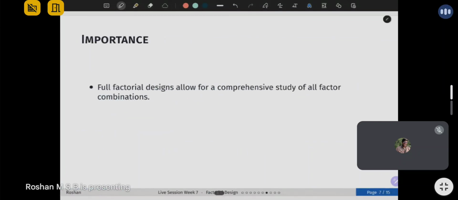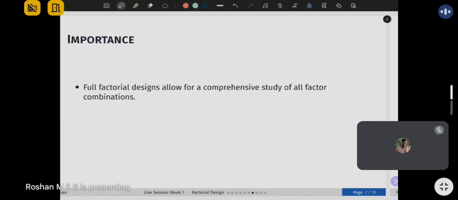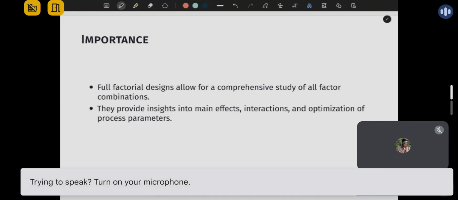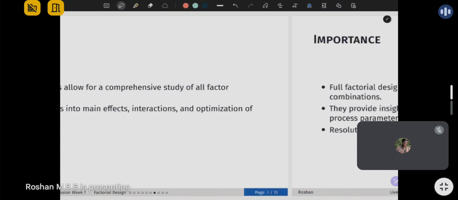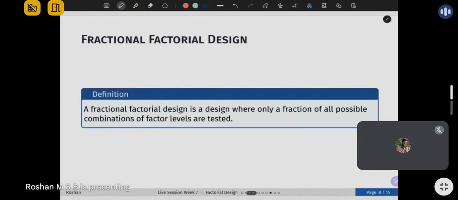Full factorial design might not be the most efficient, but it can actually get you to concrete conclusions, since we study the combination of all the different factors and all the levels. It provides insights into main effects, individual factor effects, interactions, and also the optimization of parameters. Moving on to fractional factorial design.